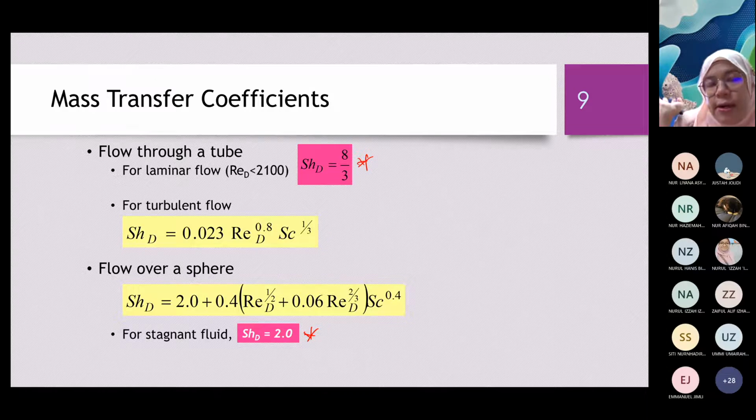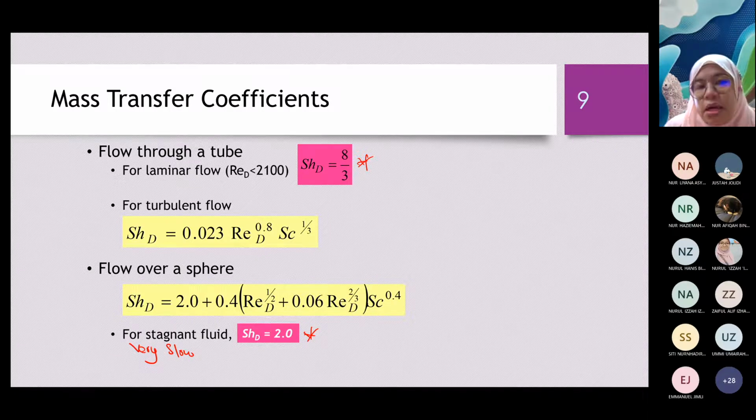If the flow is laminar and the shape of catalyst is a cylinder, Sherwood number is automatically 8/3. If flow over a sphere and the flow of fluid is very slow or stagnant, sometimes the hint is that the flow is very slow. So stagnant means very slow. Sherwood number equals 2.